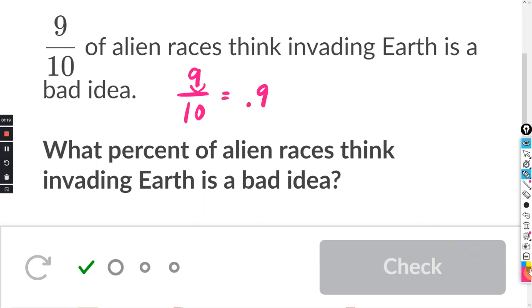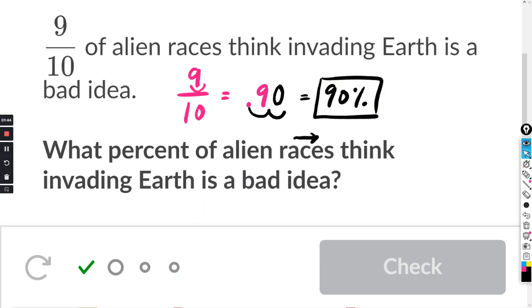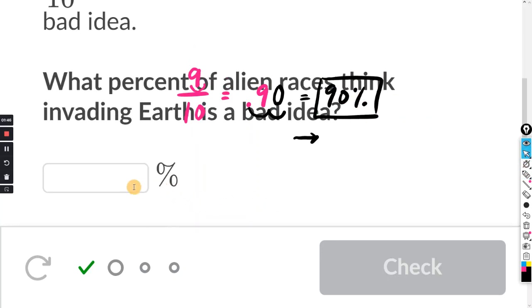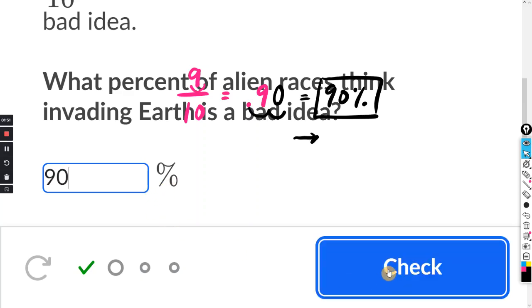And then the second step is to move the decimal 2 places to the right. So if we take this decimal, we go 1, 2. Now if there's no number there, you can just add a 0 and it's the same thing. So 0.90 is the same as 90%. And that is the final answer. So you just click inside the box. The percent symbol is already there, so you can just type 90.